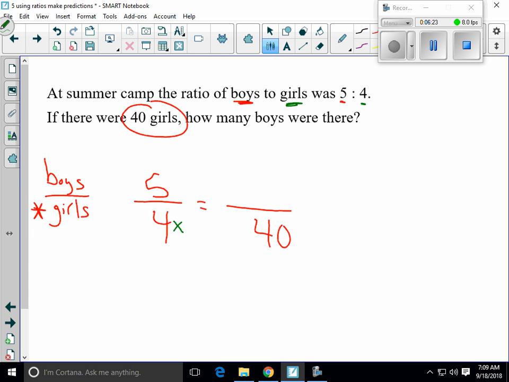So you're thinking, how do I turn a 4 into a 40? What am I going to multiply by so I can make an equivalent ratio? 4 times 10. So I'll do the same on top. 5 times 10 is 50. So 50 boys and 40 girls.